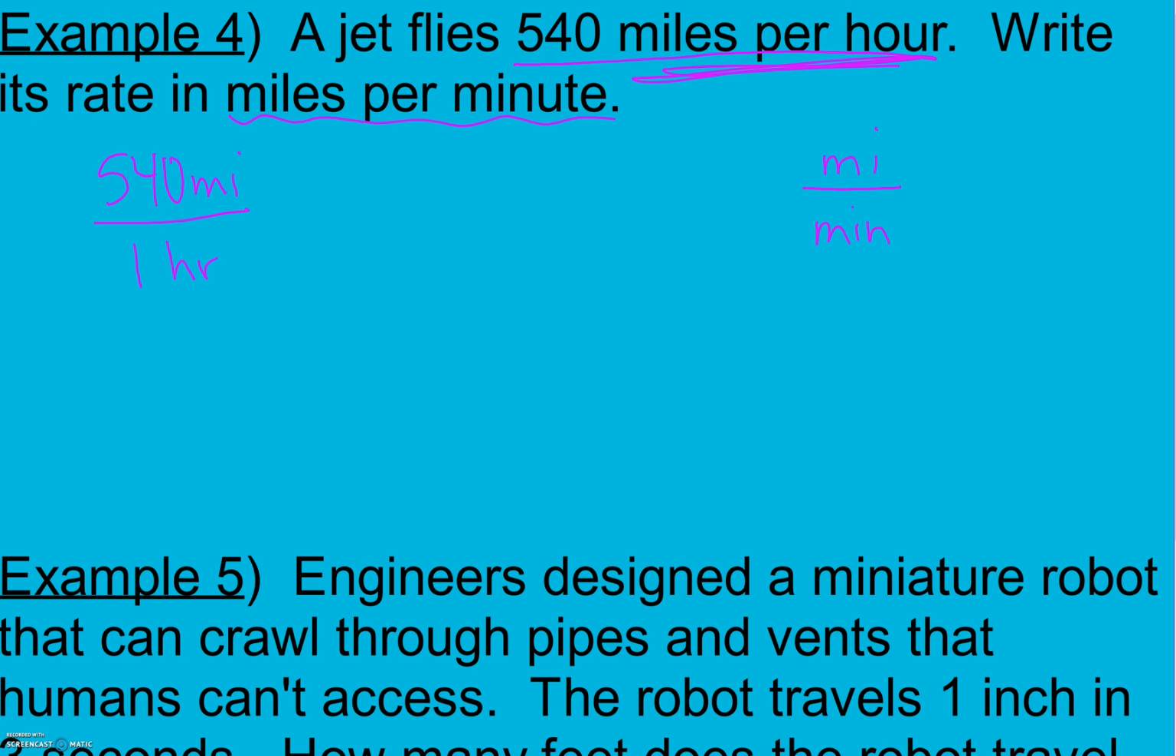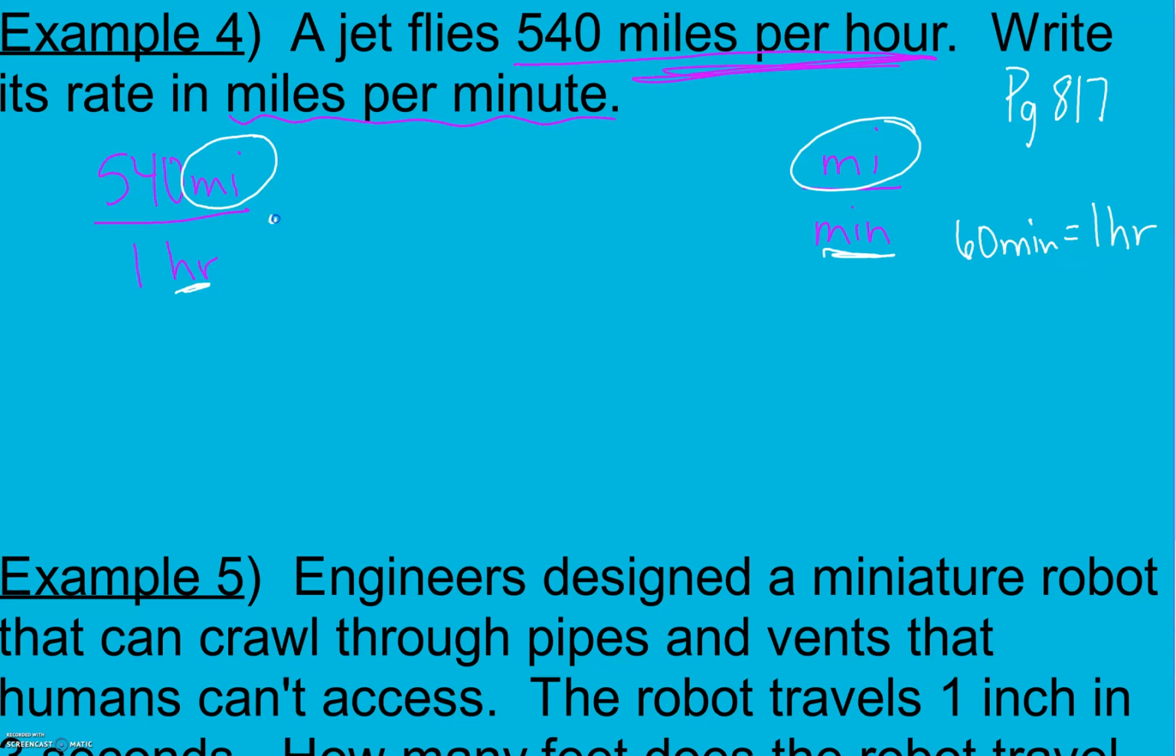If we look here, guys, the miles part is the same, so we don't have to change that at all. The part that's different is hours to minutes. So I have to find a ratio that relates those two to be equivalent. If you look on page 817 in your book, there's a table of measures. On page 817, this one I feel like we probably know: 60 minutes is the same as 1 hour. So I'm going to multiply it by that conversion factor.